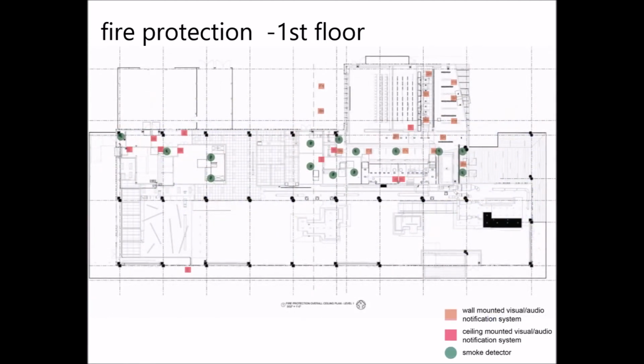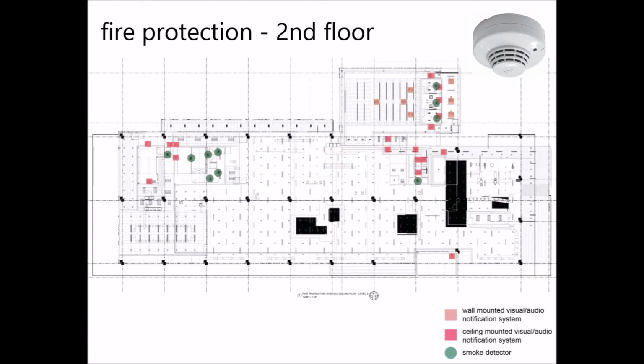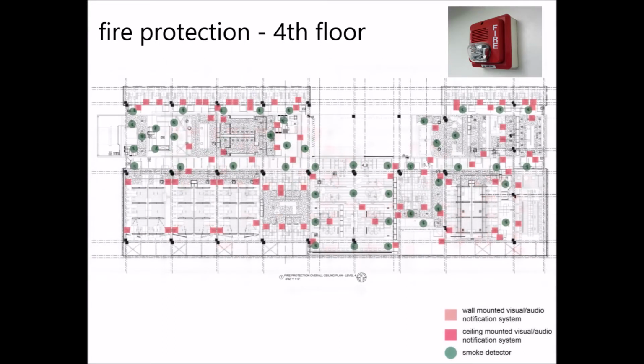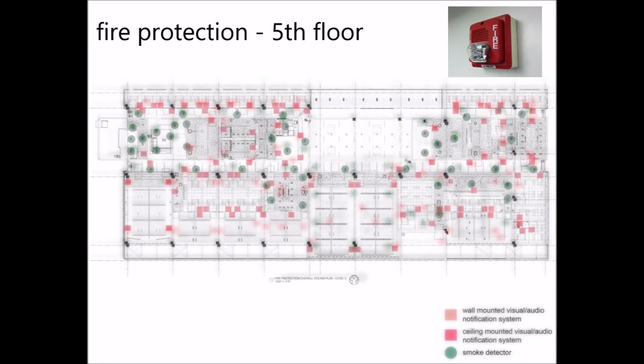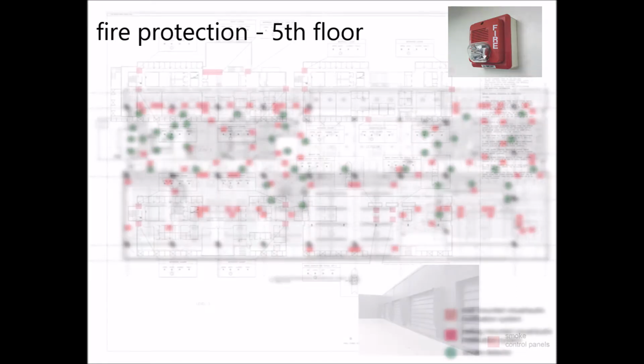The green circles on these plans indicate where the smoke detectors throughout the building are. They are located evenly throughout the space in order to detect any smoke emerging from the area. The pink and orange squares on the floor plans indicate where the ceiling and wall-mounted audio and visual notification systems are. These are the loud and bright flashing alarm systems that sound when the smoke detectors detect smoke in hopes to prevent a hazardous situation.